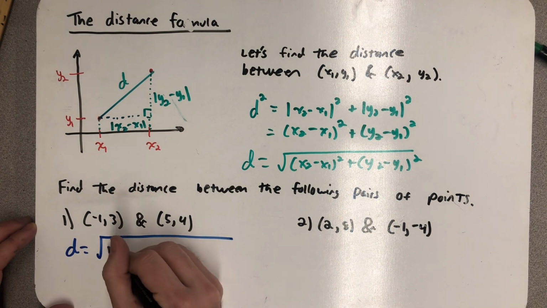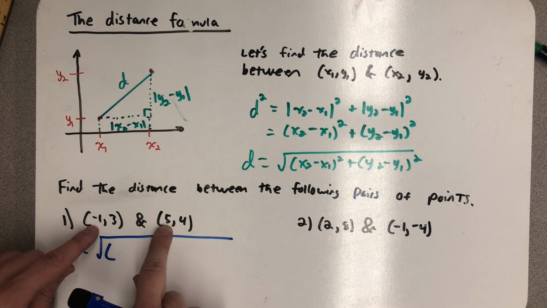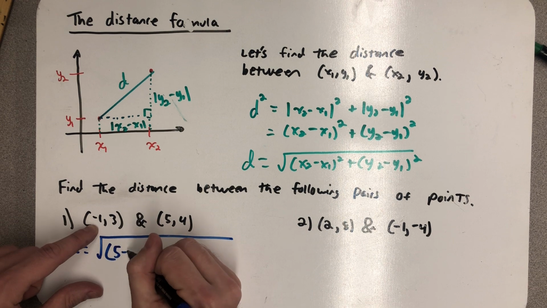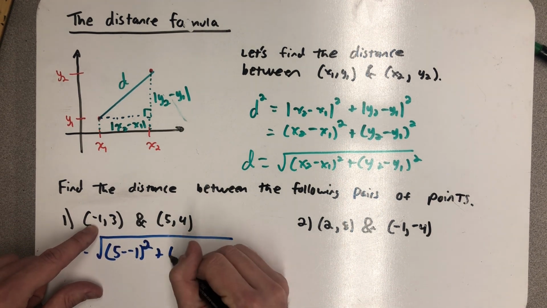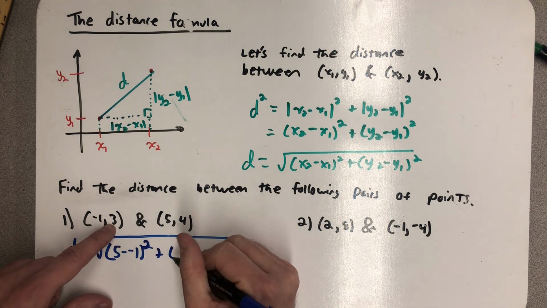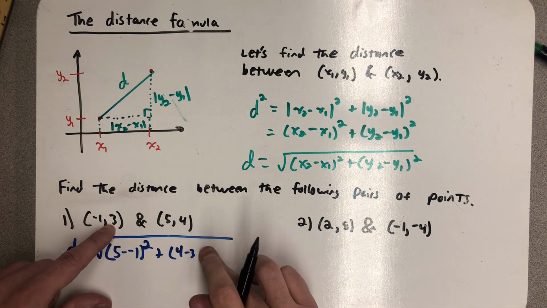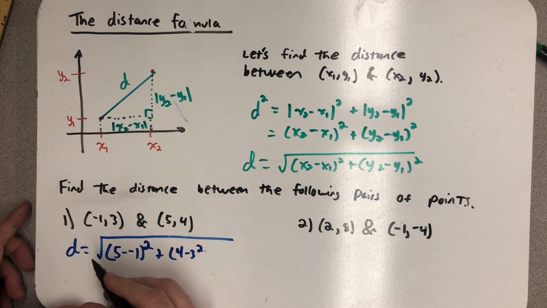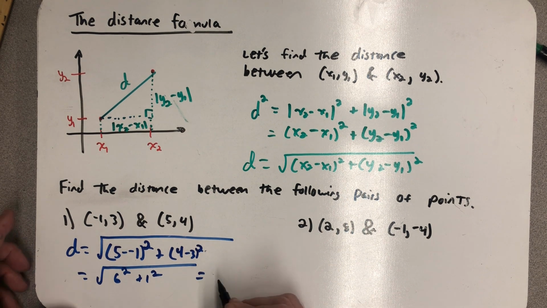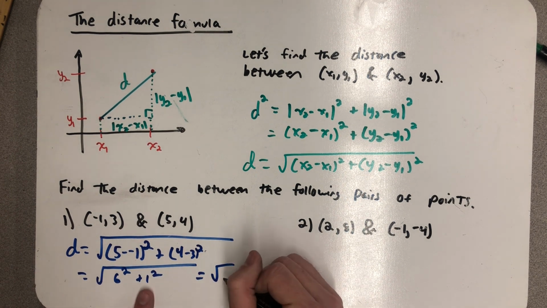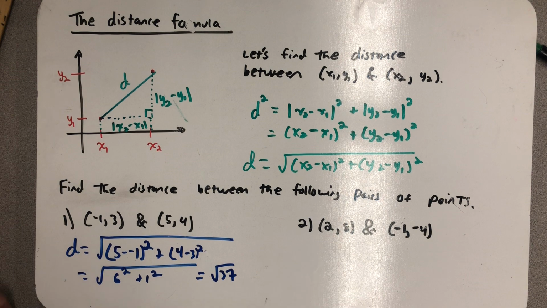Here in the first one, well, let's see, I have x2 minus x1, so I have 5 minus negative 1, plus y2 minus y1, so 4 minus 3. And if I think about it, this is really a 6 squared plus a 1 squared. So that's 36 plus 1 is 37, and I get the square root of 37, a number that's just a little bit larger than 6.